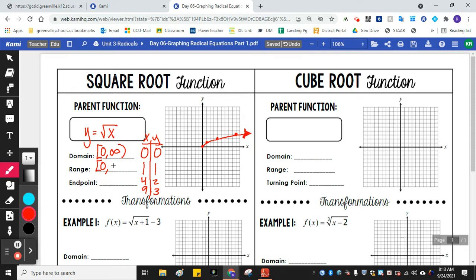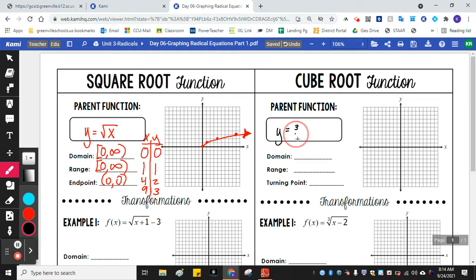If I did 16, I'd get 4. If I did 25, I'd get 5. And your endpoint where it ends is here, 0, 0. But when we start moving it right, left, up, and down, that endpoint will change. So cube root, might as well do that one too.